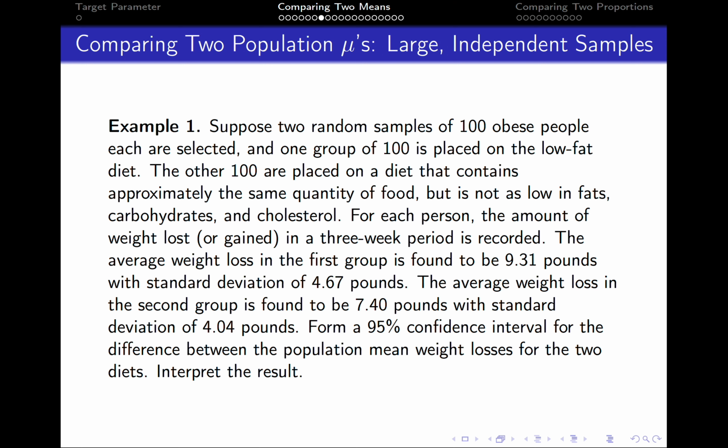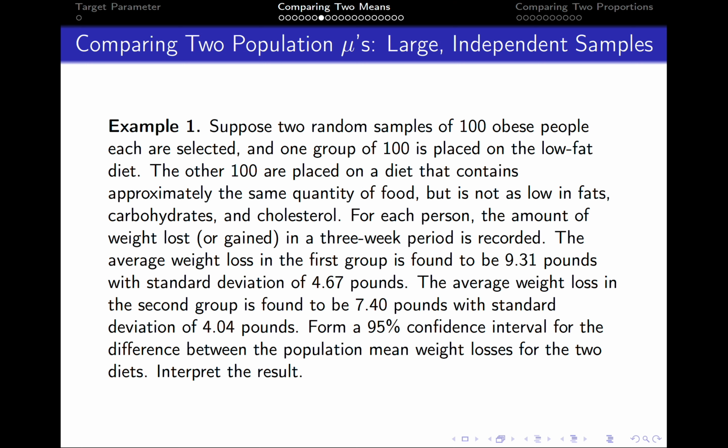Let's have a look at the example of how we can use two samples to make some conclusions about two population means. Suppose two random samples of 100 obese people each are selected, and one group of 100 is placed on the low-fat diet. The other 100 are placed on a diet that contains approximately the same quantity of food, but it is not as low in fats, carbohydrates, and cholesterol. For each person, the amount of weight loss or gained in a 3-week period is recorded.